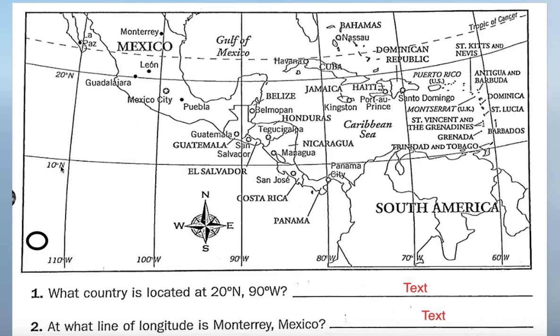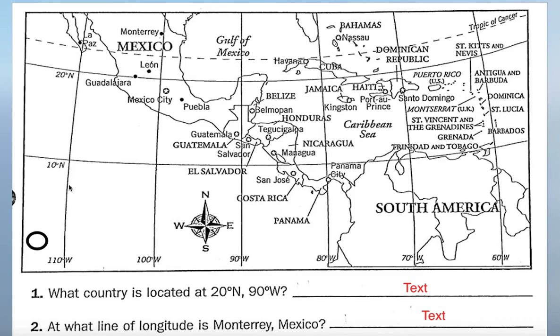Now, to help understand why they call it north, remember that equator line that divides the earth in half? Any latitude lines above the equator are going to be north, and any latitude lines below the equator are going to be south. So because we're above the equator in this picture, all of the latitude lines we're looking at are going to be north.